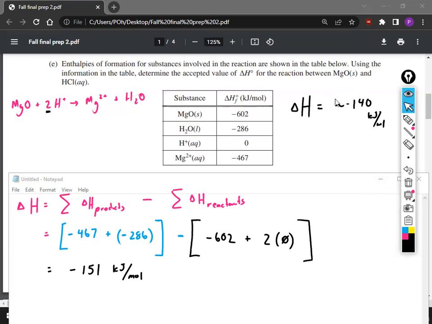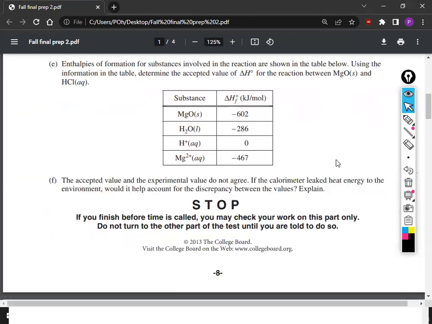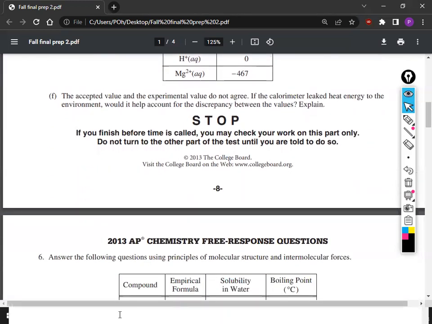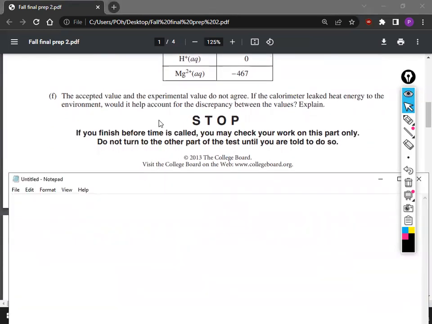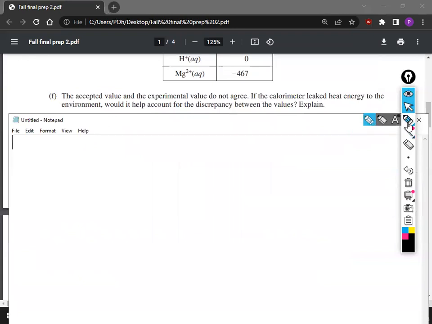This is the experimentally determined value. This is the theoretical value. Okay. So last part. If the accepted value, so the theoretical value, and the experimental value do not agree, because we just established that with our numbers, if the calorimeter leaked energy into the environment, would it account for the discrepancy in the values? Would this be a legitimate reason why there's a difference between the theoretical and the experimental?